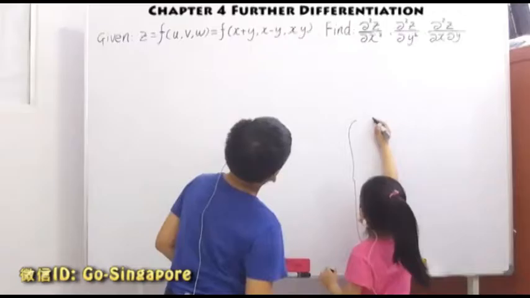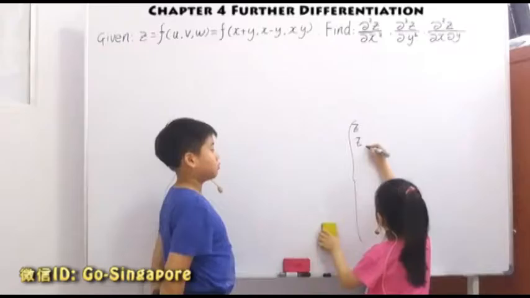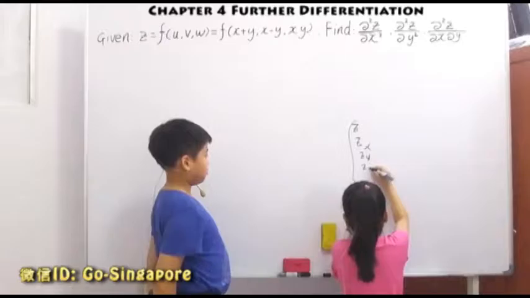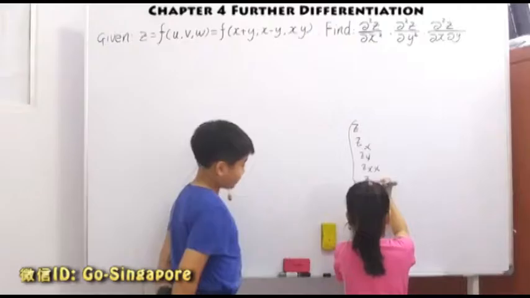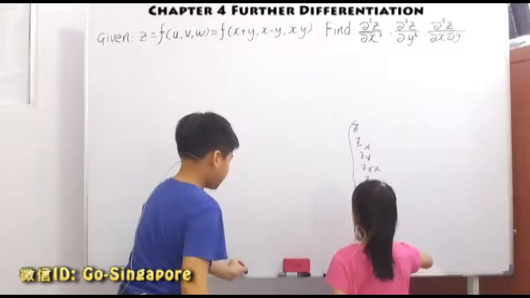So you can first draw out the logical diagram. Okay, I'm drawing it. Yes, Z. Z, X, Z, X, Y. Second derivatives. We will always find the first derivative.